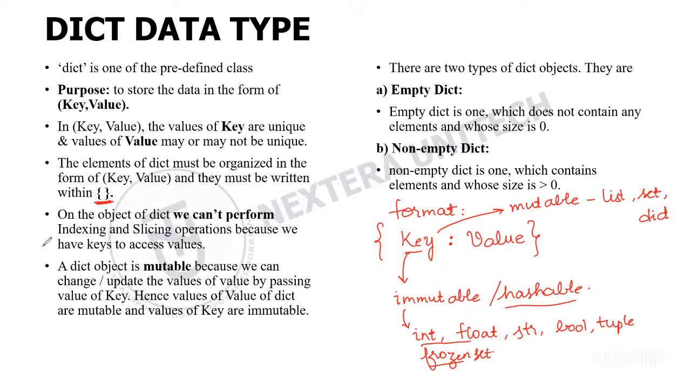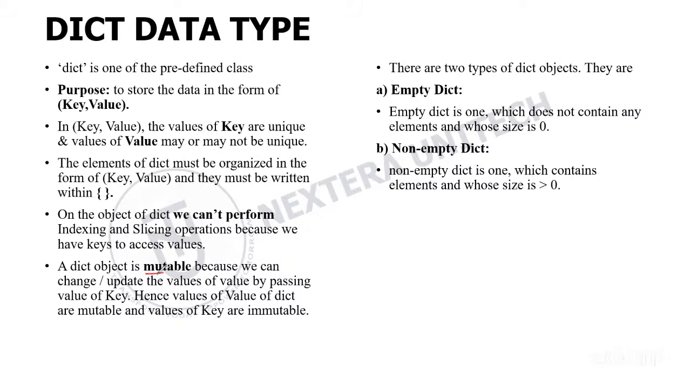And also, a dictionary is a mutable data type, because we can change or update the keys and values. So the value is the mutable one and the key is the immutable one. As we just learned, we use immutable data types for keys, so you cannot change the key. Based on this key, you can change the value. Only the value is mutable here.